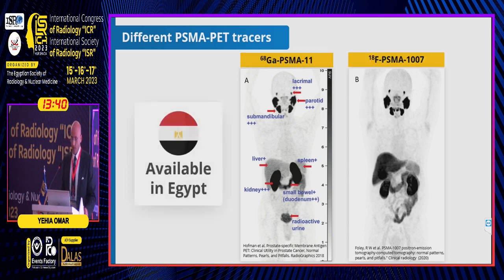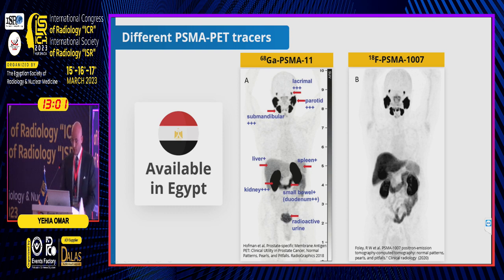Exactly. Gallium is A because the main difference between gallium and fluorine is that gallium is urinary excreted. So you will see uptake in the bladder. Fluorine PSMA-1007 is hepatobiliary excreted. So you will see increased uptake in the liver, and you can see the gallbladder also. And you will not see any uptake in the bladder. And this is very helpful when we are looking at the post-prostatectomy operative bed. We don't have any urinary uptake, so fluorine PSMA is preferred in this scenario.